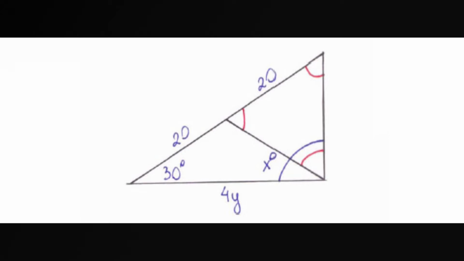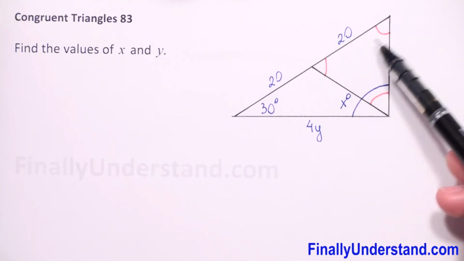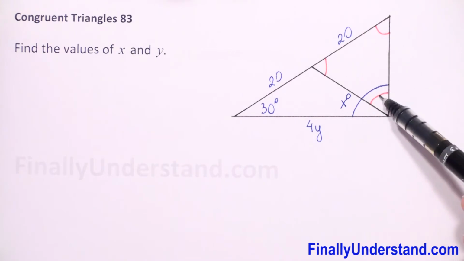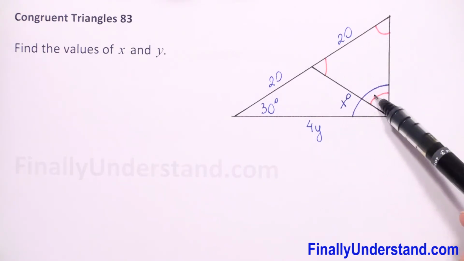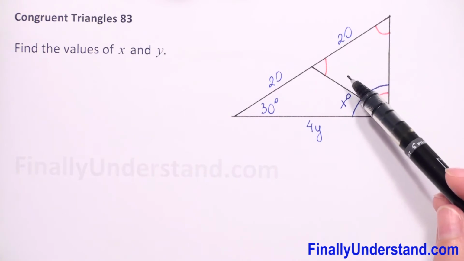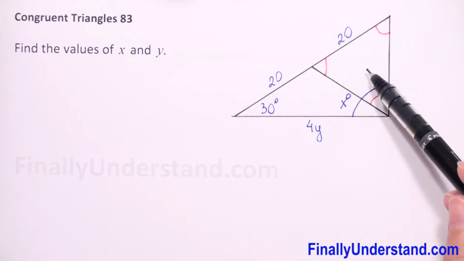We have to find values of x and y. We are given two triangles. In the first triangle we have this red arc. It means that these three angles are congruent angles. It means that we have here an equiangular triangle.